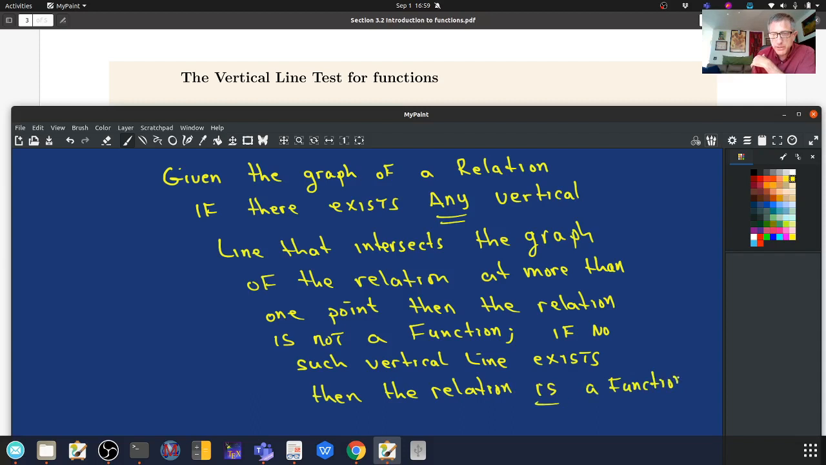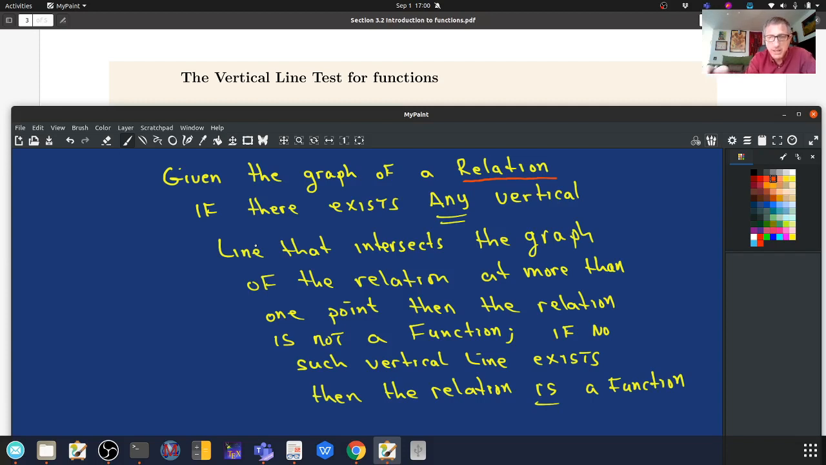So, some points to remember. We're given the graph of a relation. And then I'm just looking for just one. You can have an infinite number, but all I need is one vertical line that will intersect the graph of the relation at more than one point. If that's the case, I'm done. It's not a function. If no such vertical line exists, then the relation is a function.